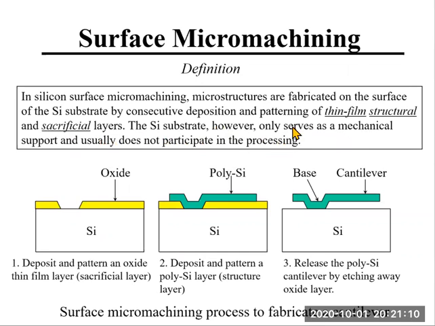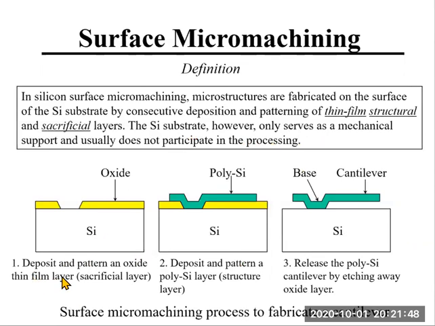The silicon substrate only serves as a mechanical support and usually does not participate in the processing. Okay. In comparison, bulk micromachining involves the etching of the silicon substrate. But in surface micromachining, the silicon substrate mainly serves as a mechanical support, and the processing occurs on the surface of the silicon wafer. Okay. To better illustrate this point, let's take a look at this surface micromachining process to fabricate a cantilever beam.